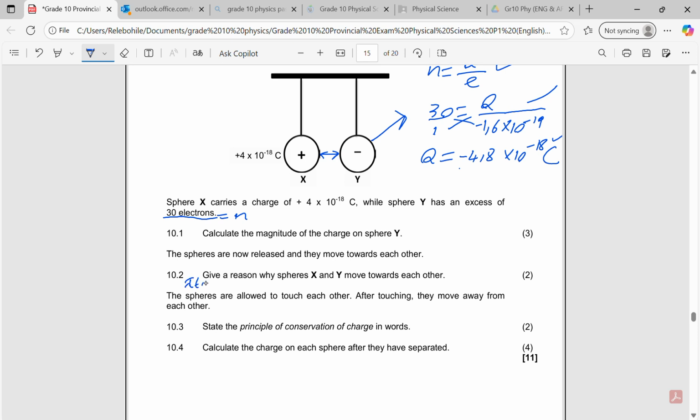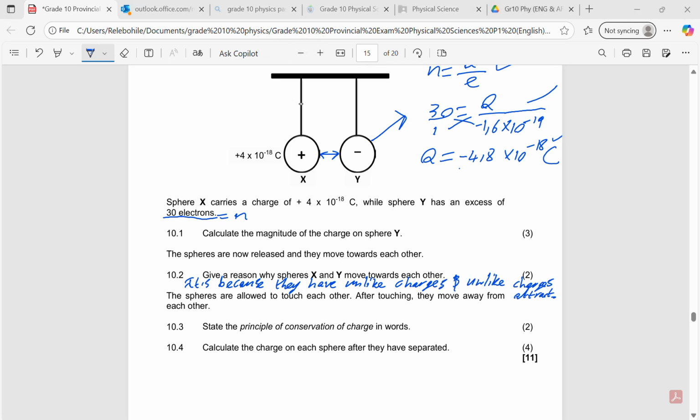That is because they have unlike charges. So this is how we'll answer the question, guys, by saying that it's because they have unlike charges and unlike charges attract. Yes, that's your reason.